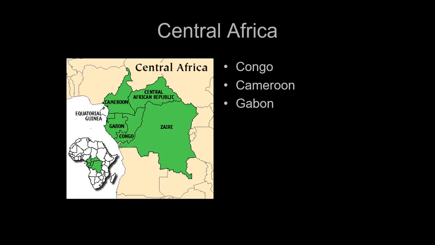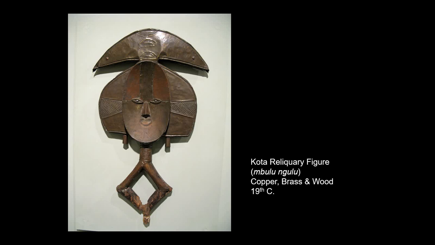So that brings us to Central Africa. Central Africa has, again, a whole other series of vibrant traditions. We'll be looking at a few of them. One of the more common that comes out is the Kota reliquary figure. They are called Kota reliquary figures because they first were encountered by Westerners amongst the Kota peoples, but as I understand it, it's not actually the Kota peoples that make them. They're actually found deeper into the interior, and they're more commonly known as the Mbulu Ngulu.